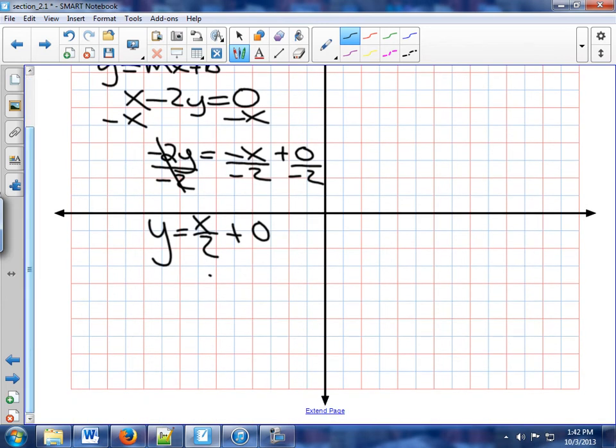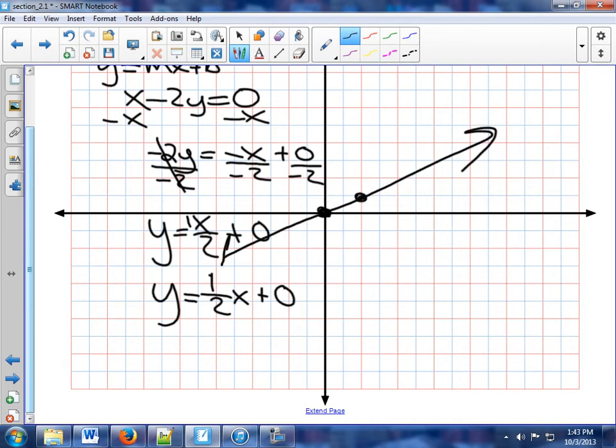Now I don't like it written this way because some people will have a hard time graphing this. You can also write it like this. Okay, does that make sense? Instead of x over 2, you can write it as 1/2 x, because there's a 1 right here. Okay. To graph this one, well, what's your y-intercept? 0. So you start right here at the origin. My slope is positive, up 1 over 2. y equals 1/2 x.